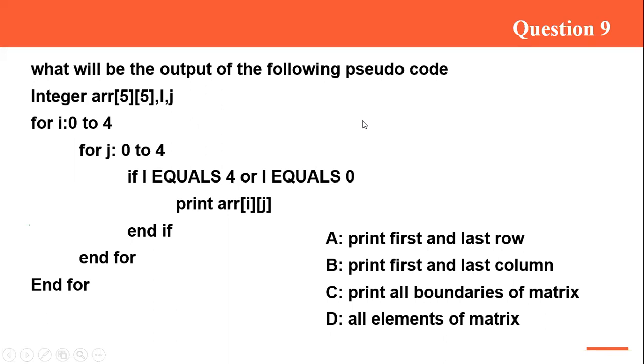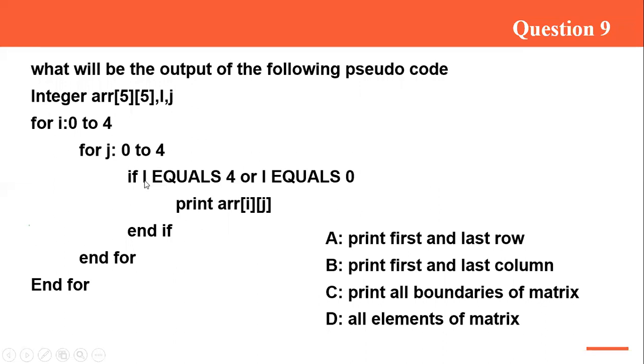This question, everyone got. What is the output of the pseudo code, array of 5, 5? We have an array of size 5 by 5, a 5 by 5 matrix, and we are running the loop from 0 to 4 indexes. Yes, obviously, right? Array size is 5 means we'll run the index from 0 to 4 only. Last index possible is 4. And then if i equals 4 or i equals 0, we are printing a of ij. That means what?